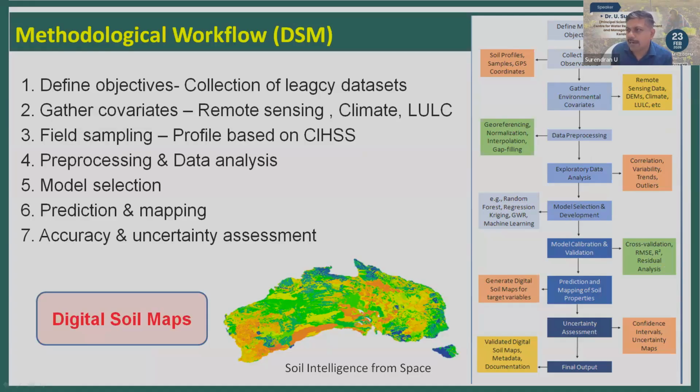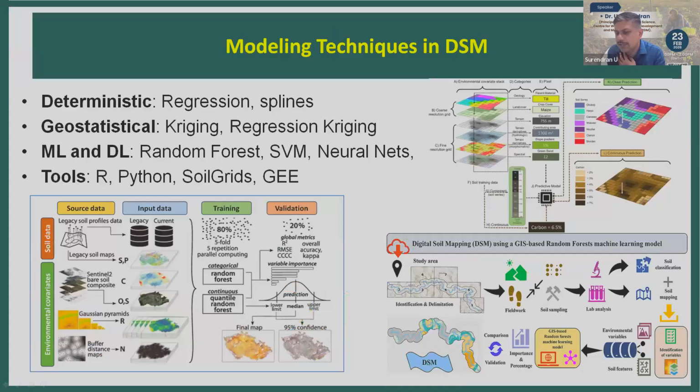Initially we have to understand and collect the legacy datasets or historical datasets, then generate the environmental covariates, then do field sampling, pre-processing, then prediction and mapping. After that, you have to do the accuracy and uncertainty assessment. So this is the methodology we have attempted.